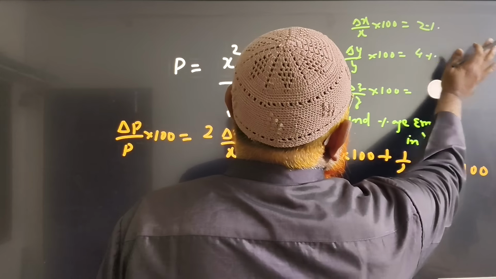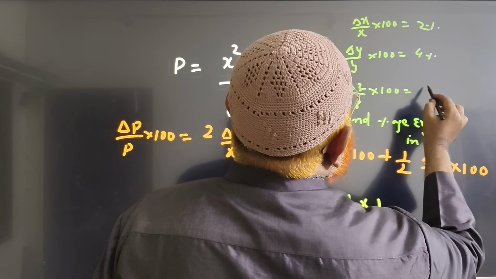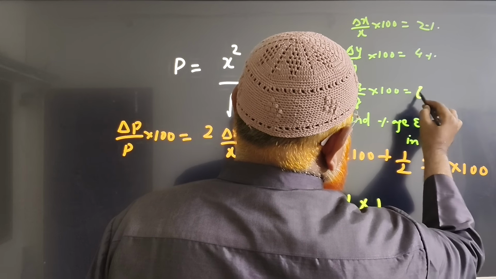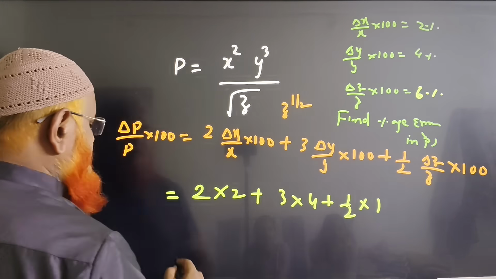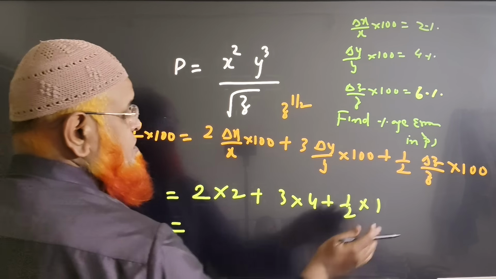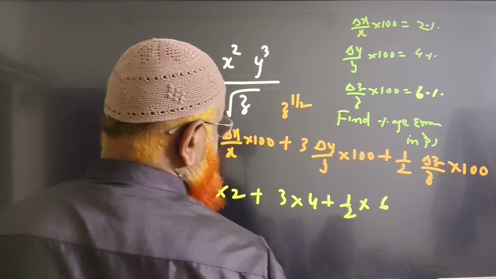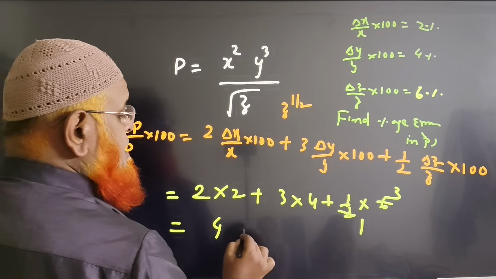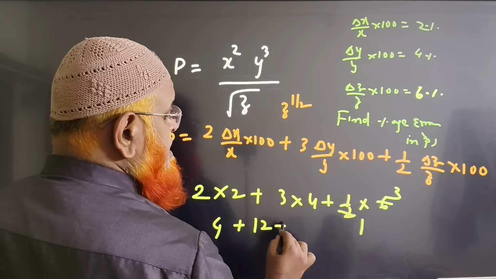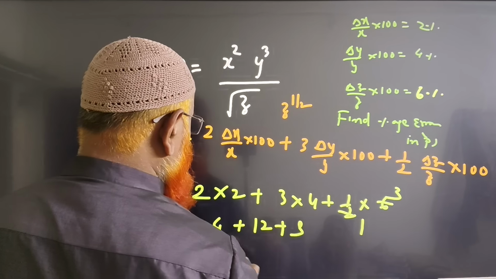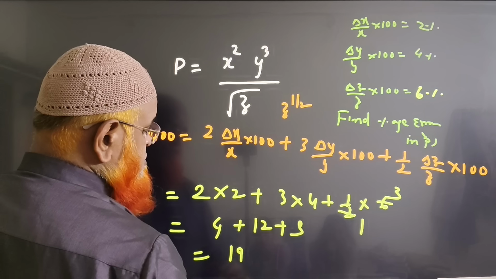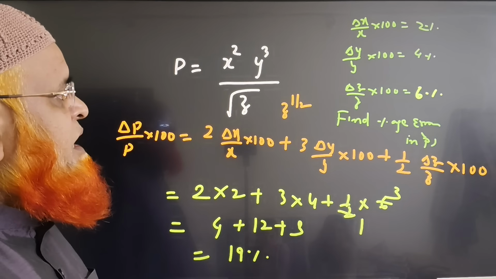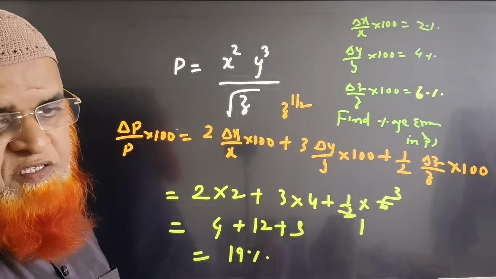You do one thing here. Instead of taking 1, better you take 6%. Why make unnecessary complex calculations here? It's going to be 6 here. So 2 1s, 2 3s. So totally 2 2s are 4, and this is 3 4s 12, and this is 3. So totally 19% is the error in the case of P if individual errors are given like this.